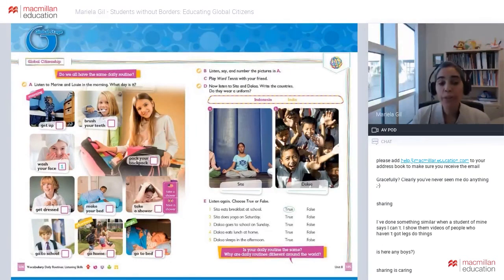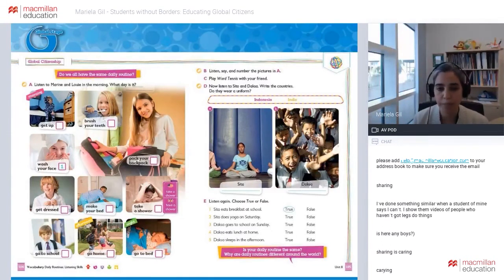So when we're teaching this, in this book, we decided to put a global citizenship element to it. When we're teaching all of these words, first we listen to a girl called Maureen and her brother Louis, what they do in the morning. Maureen and Louis are in France. And so they talk about what day of the week it is and what they do on this day and their regular routine. So we're learning the vocabulary, but we're also learning about a place in the world where these two children have a specific routine.